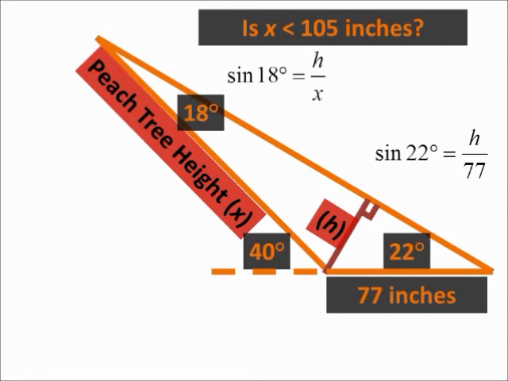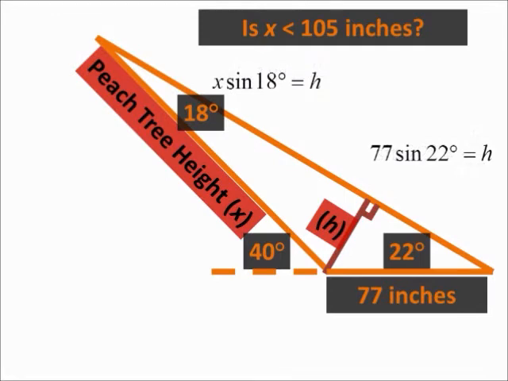Both of these equations have an h in them, so we're going to rearrange the equations to solve for h. Sine of 18 is h over x. We multiply both sides by x, and you get x sine 18 is equal to h. On the right side, you take the 77, multiply it to the other side, and you get h is equal to sine of 22 times 77.